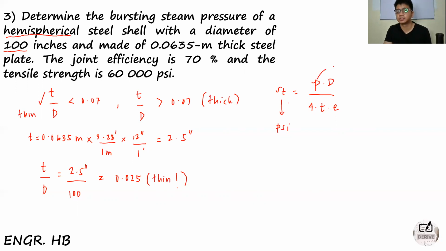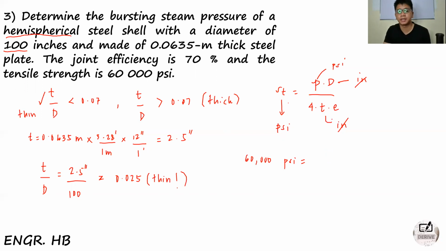In order for you to have this tensile strength in PSI, of course, your bursting steam pressure must also be in PSI, your diameter in inches, and the thickness in inches. The letter E is dimensionless, so the units cancel, and you get PSI. So our tensile strength here is 60,000 PSI, equal to our bursting steam pressure.